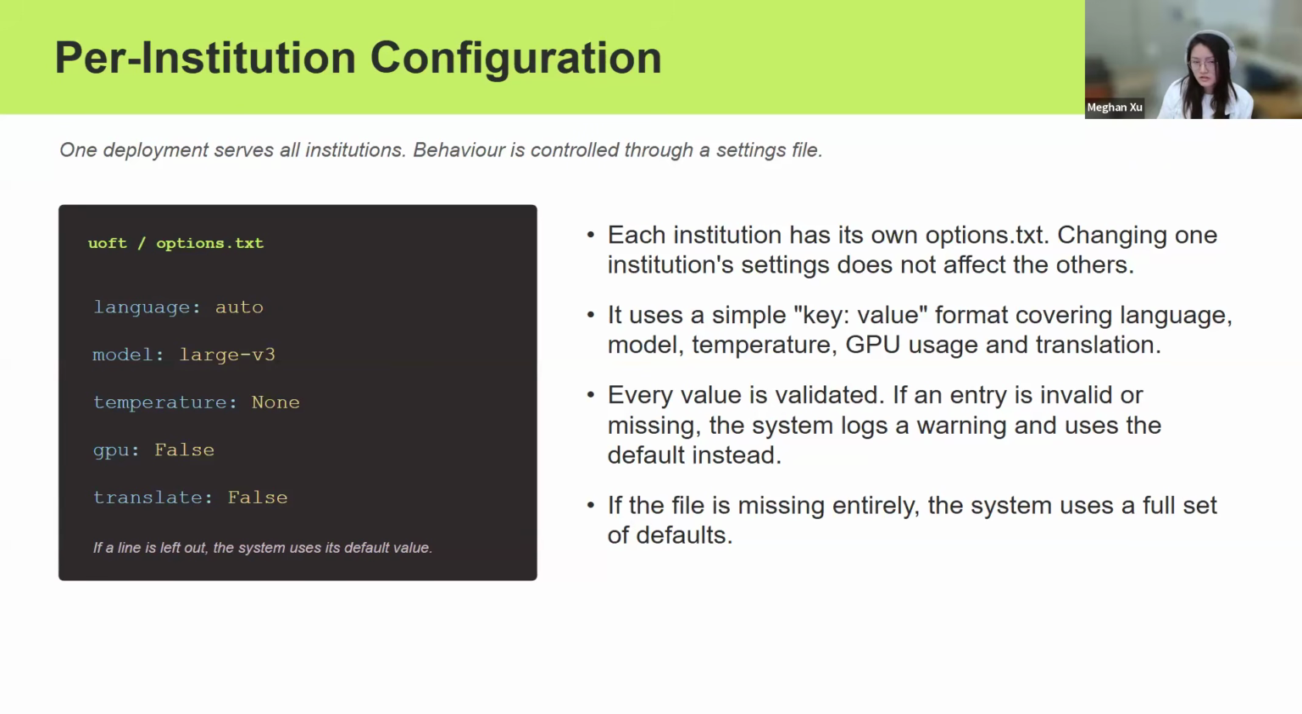Each institution has its own option file, so any changes made here will only affect that institution. We also added some safeguards around it. If a value is missing or invalid, the system can still fall back to its default instead of stopping the whole process. And if the option file is missing completely, the transcription can still be run using the default settings.